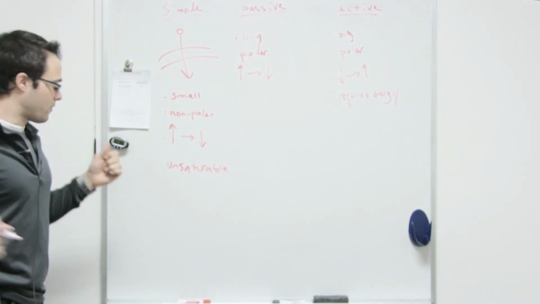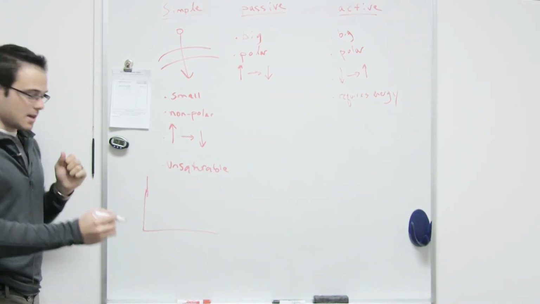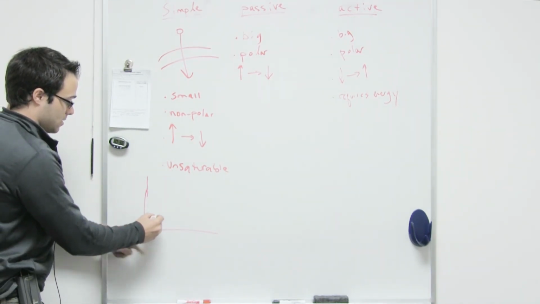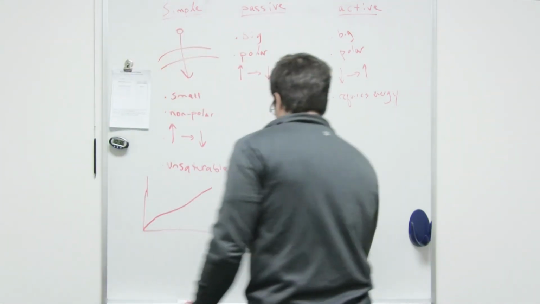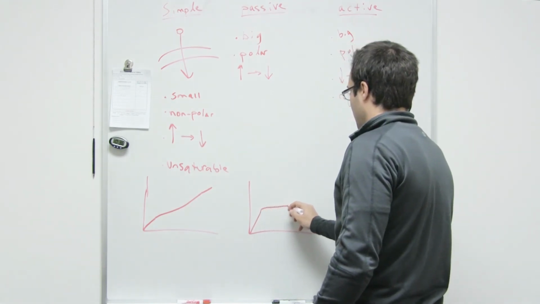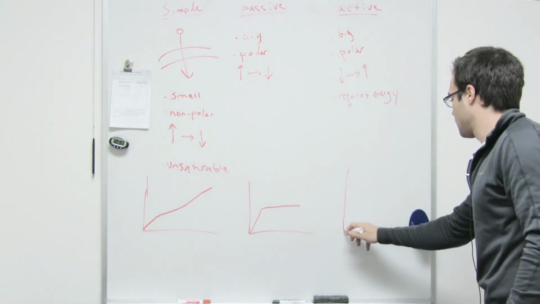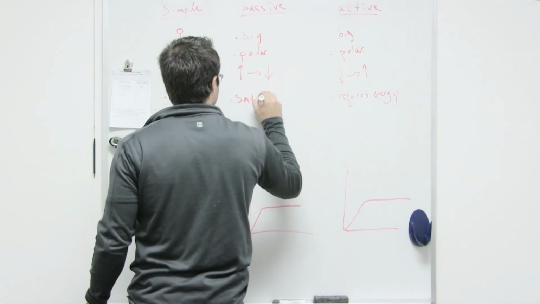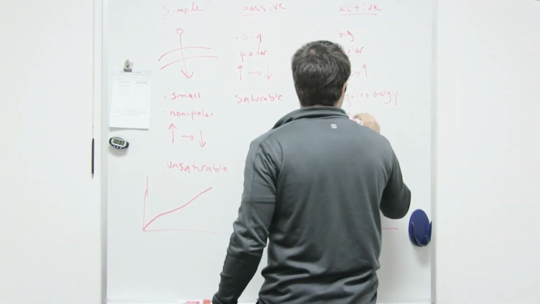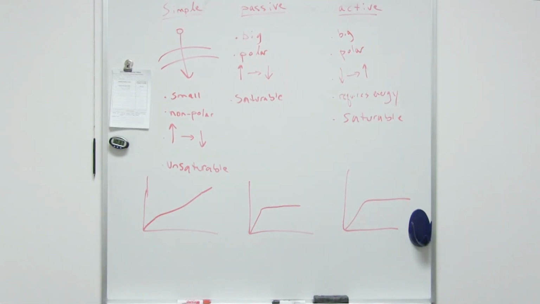If you create a graph with concentration versus transport, the more you have, the more that can go through, it just keeps going up in one line. For these two, it can let a certain amount through, but eventually it's going to plateau. It can only let a certain amount through at a time. Both of these are saturable, they can become saturated. Okay, so simple, passive, active. Any questions about any of that?